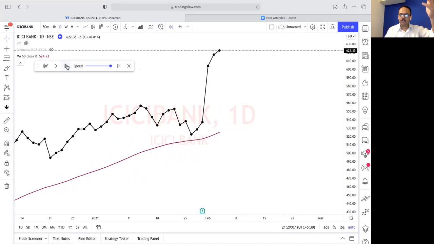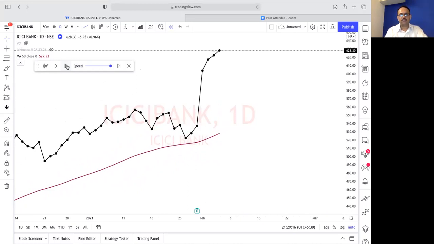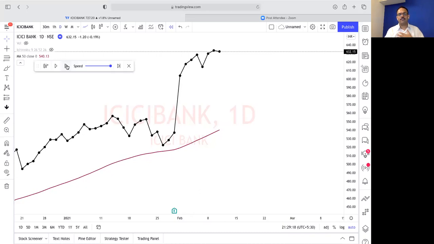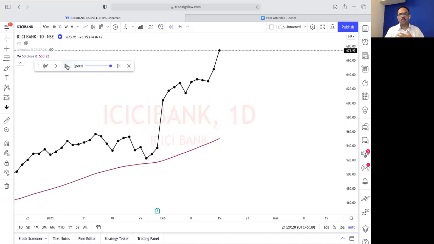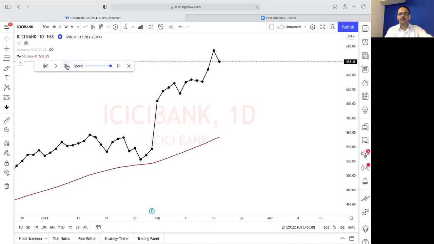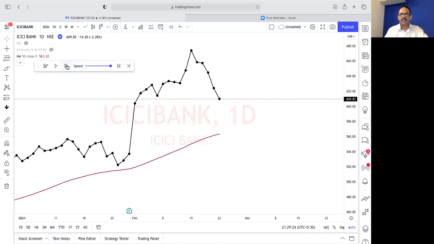Is the close still above the 50-day moving average? Yes? No? Okay. So we are still keeping, right? So should I hold the share? Yes, please keep it. How long should I keep the share? As long as it is above the 50-day moving average.